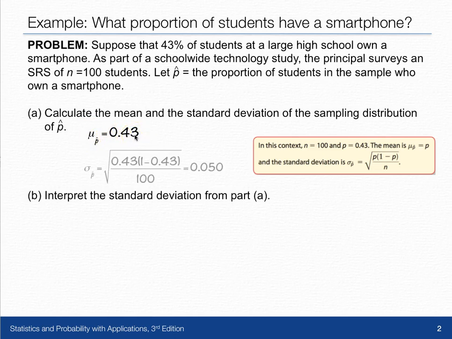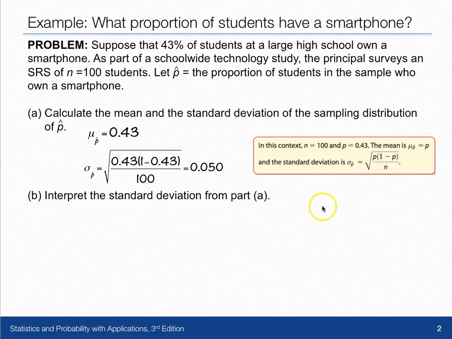So the mean of p hat is equal to the population proportion, or 0.43 in this case. The standard deviation will be the square root of 0.43 times 1 minus 0.43 divided by the sample size 100. That gives us 0.05.